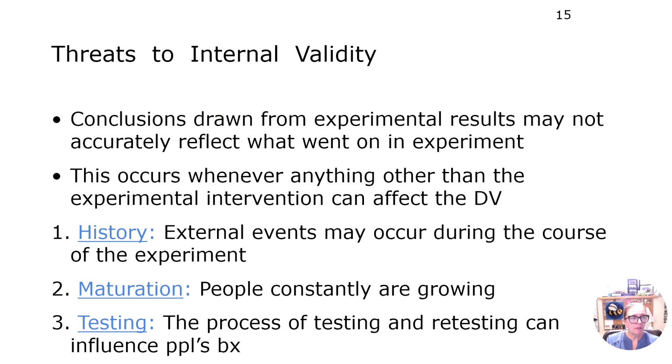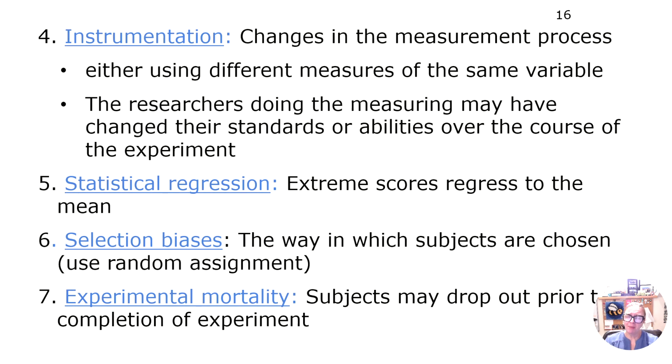Now there's a whole series of things that can threaten the validity of our study, right? So first of all, what's happening outside in the world, what's happening historically, can impact our study. The people involved in our study are constantly growing and changing as people, and that can impact our study. The process of testing and retesting people, right? Every time we're experimenting, even if we're observing, we're impacting our subjects. If we change the measurements in the middle of the process, right? If I'm using different measures of the same variable, or if my standards for how I'm measuring something have sort of changed, that can be a problem.